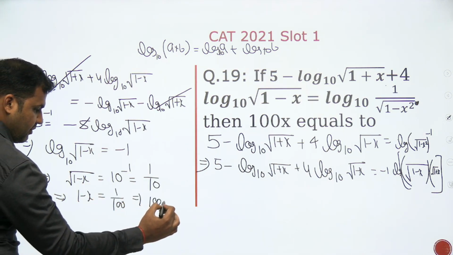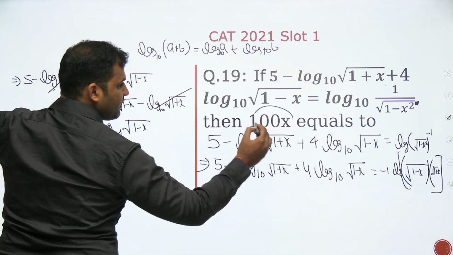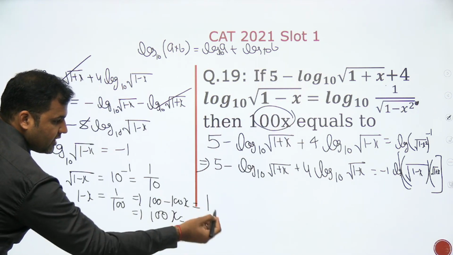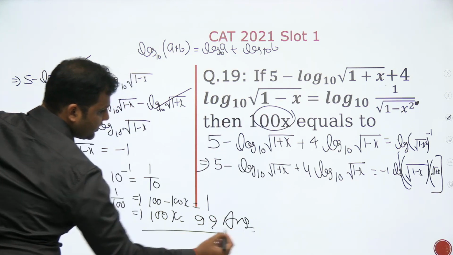So 100 minus 100x is equal to 1. What I'm supposed to find out is the value of 100x. So the value of 100x will be 100 minus 1, that is 99. 99 will be the correct answer to the question, right?